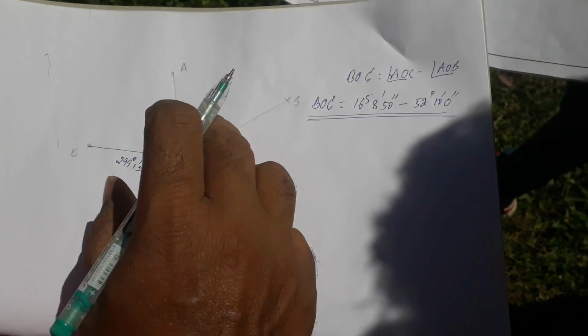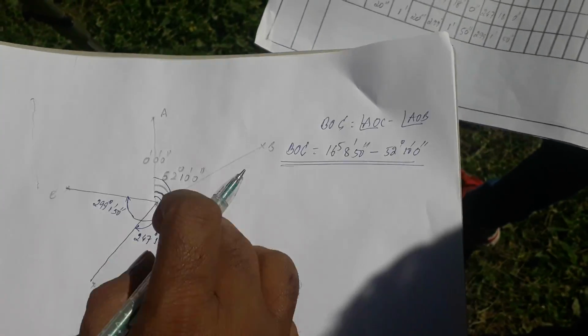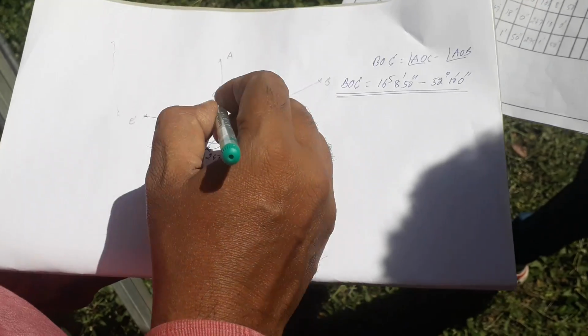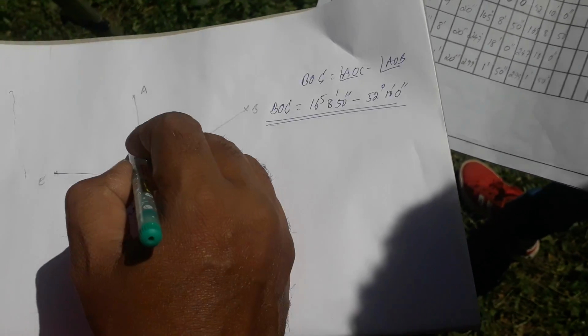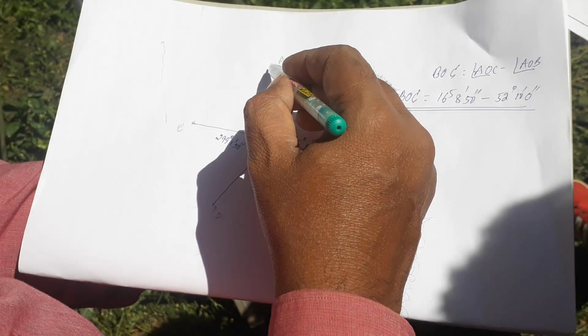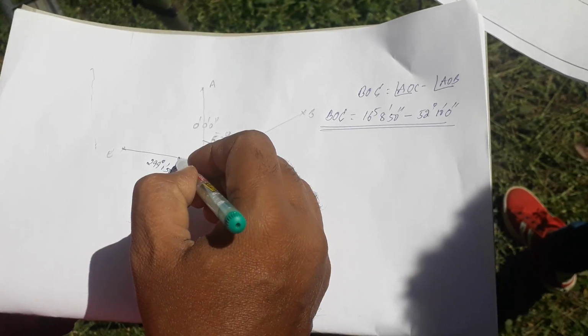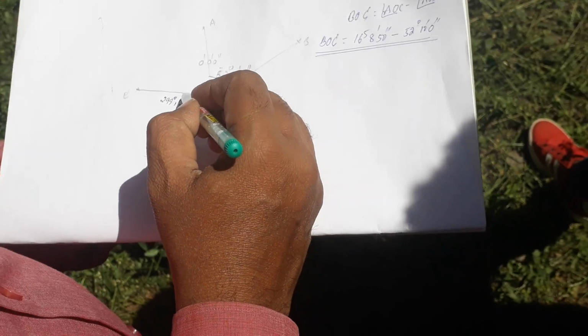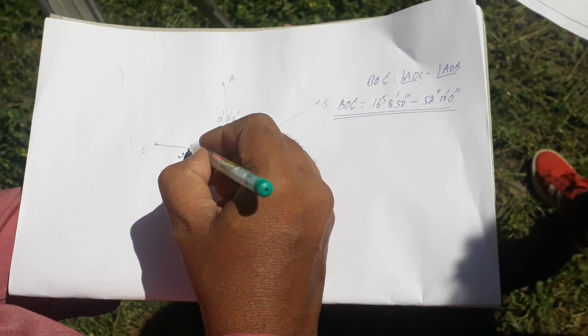Like this, we have to find all the other remaining angles. Angles between different stations you can calculate like this. If I want to find AOE, how do you find it? Total reflex angle AOE: 360 degrees minus reflex angle AOE gives you this angle.